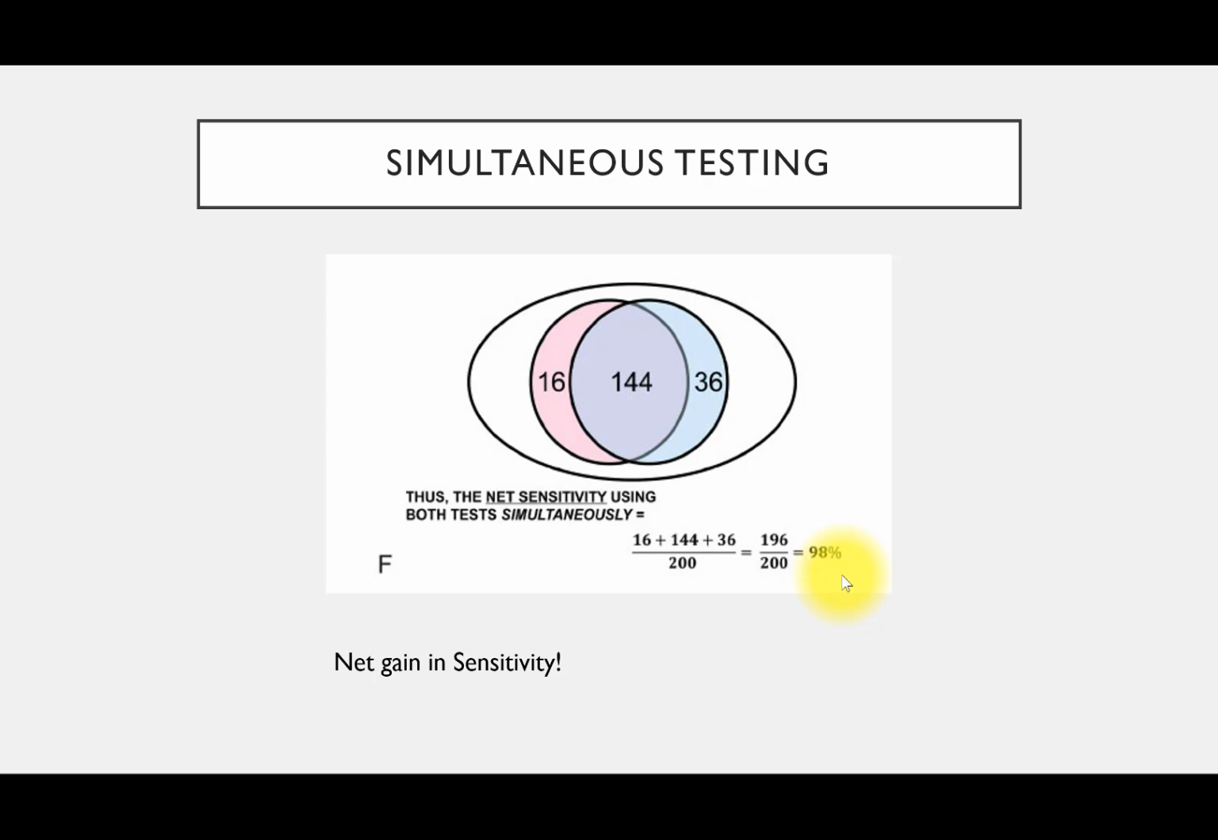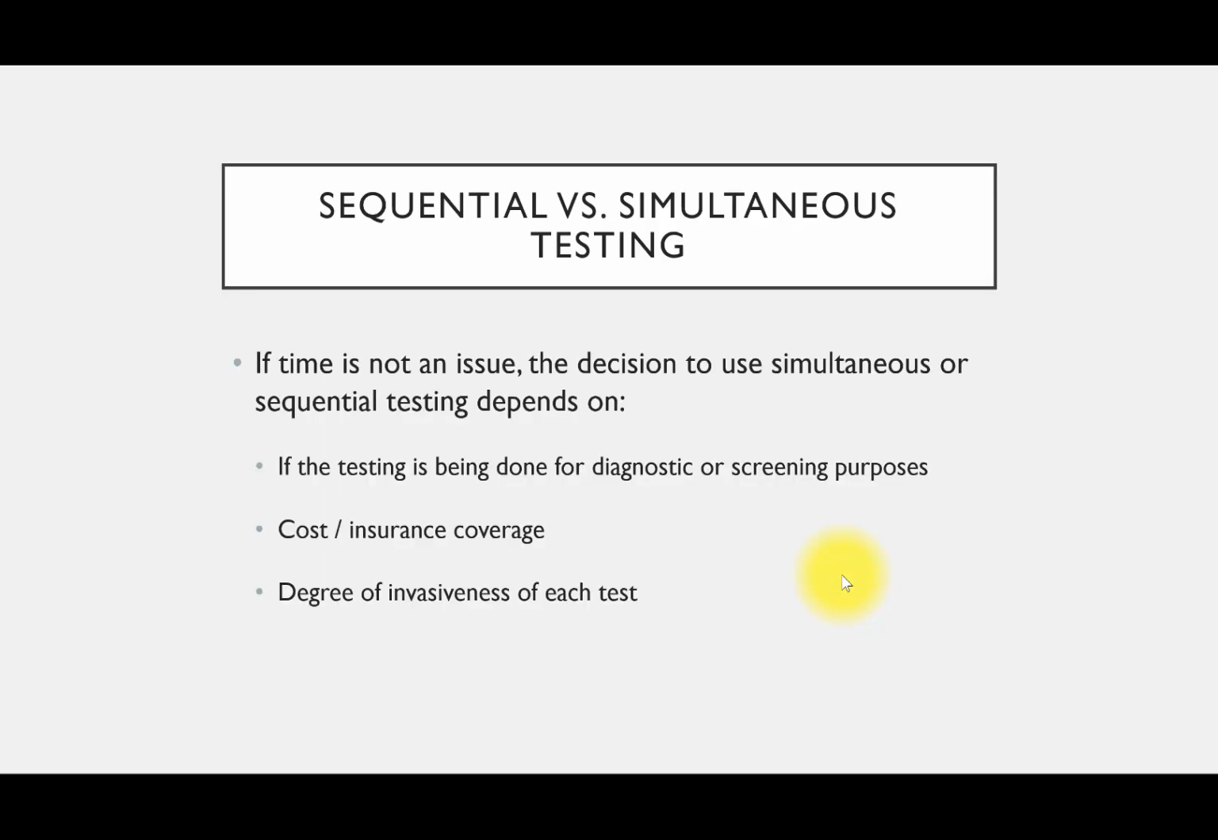We run two tests at the same time to find out if someone is positive, and as a result, our sensitivity goes up. Again, the bottom line is that what you need to remember, memorize this: in sequential testing, there is a net loss in sensitivity and a net gain in specificity. In simultaneous testing, there is a net gain in sensitivity and a net loss in specificity.